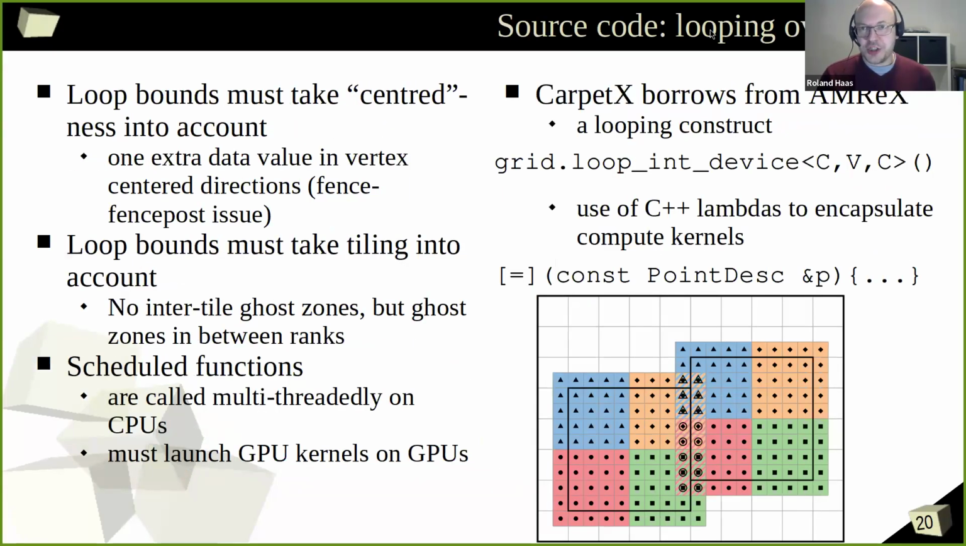All right, second change to the source code: not only has data access changed, but also how you loop over grid points. These loops must know how centered the data that you want to access is. So that means you can't just have a single loop, you need separate loops depending on how the centering works. This is because there's one extra data value for vertex-centered directions. That's basically a fence post problem. There's one more fence post than you have fence elements. And that's the same thing. The vertices are the fence posts, the fences are the cell-centered data.